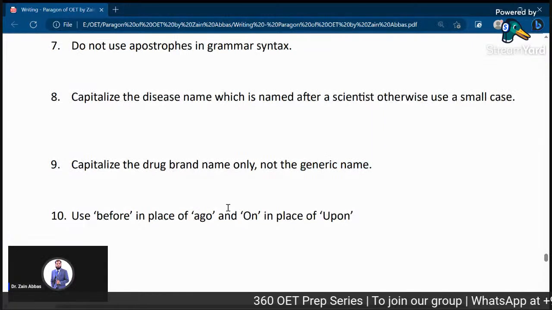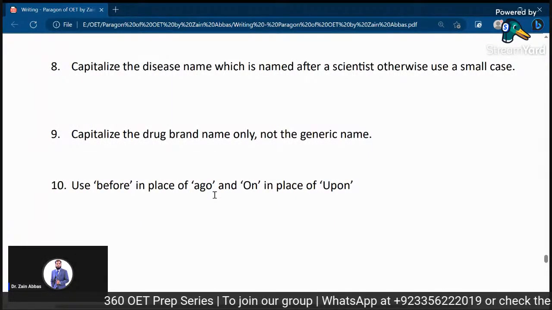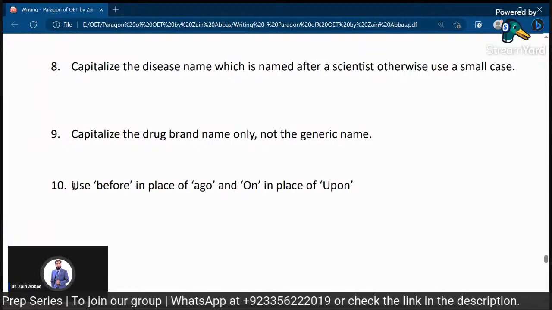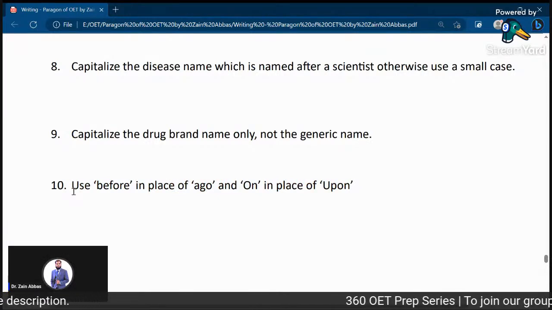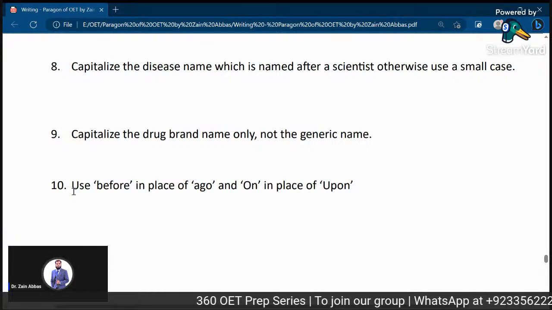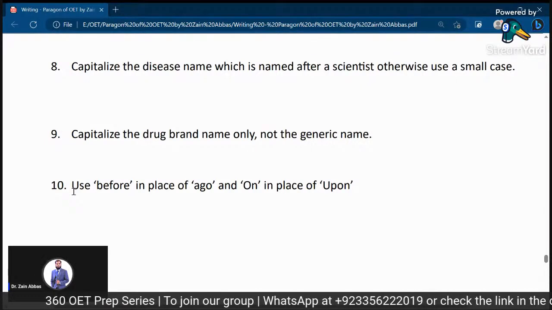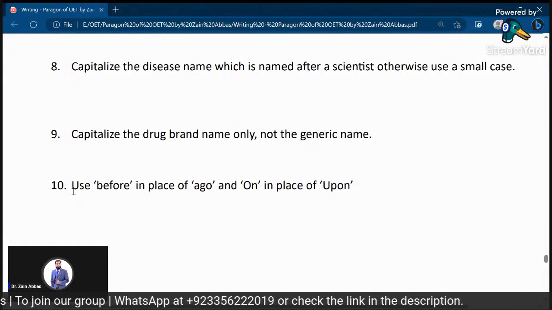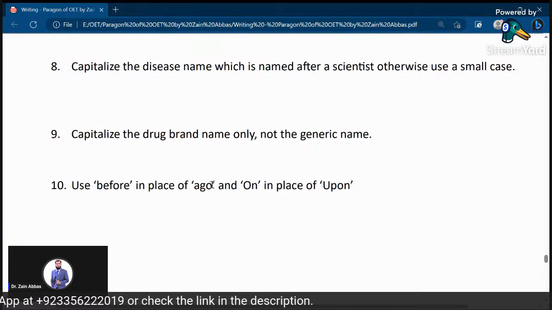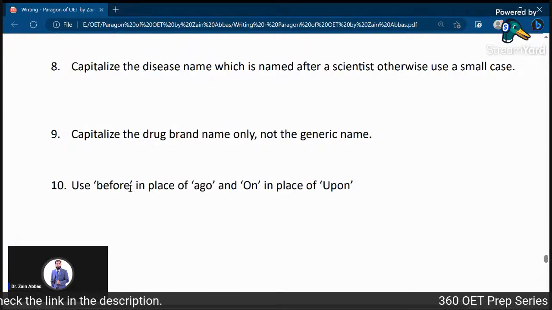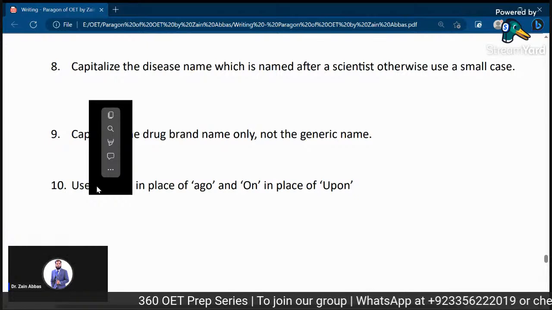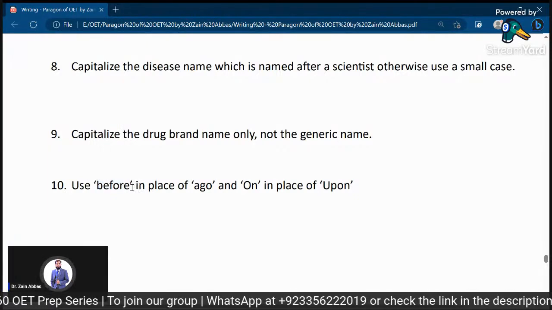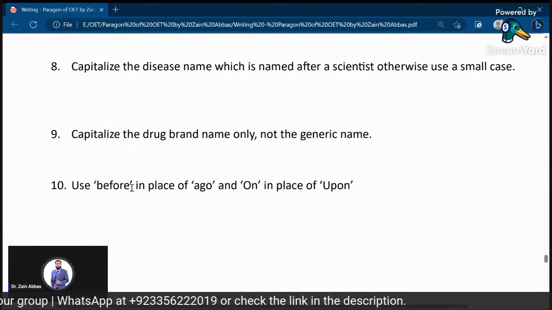The next important point is to use before in place of ago, and on in place of upon. After checking a bunch of letters, we came to the conclusion that students and aspirants use phrases like 14 years ago, or say they have had a particular disease 10 years ago, or 2 months ago. This ago is not appropriate here. You have to use before in that place, like 14 years before, 10 months before, in place of ago. So before is more appropriate in formal writing.